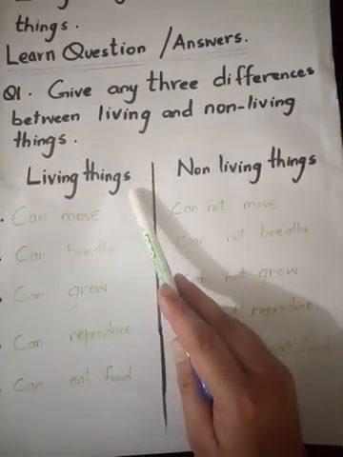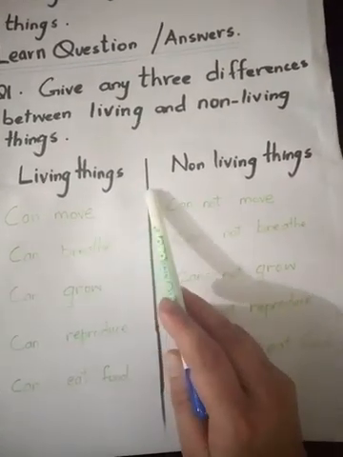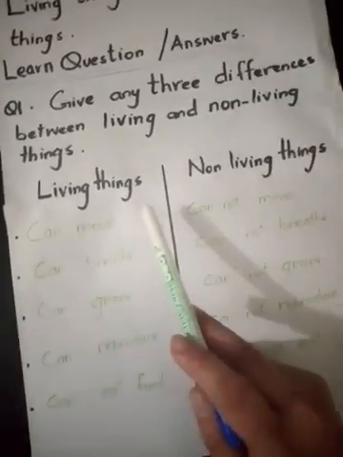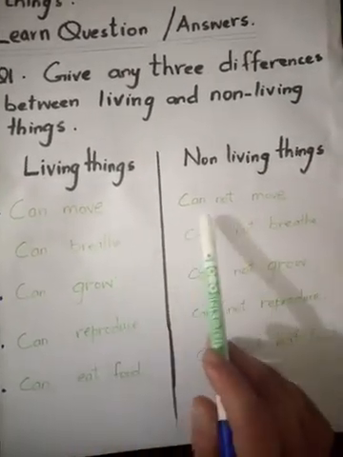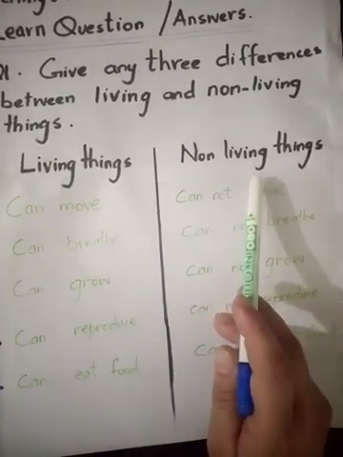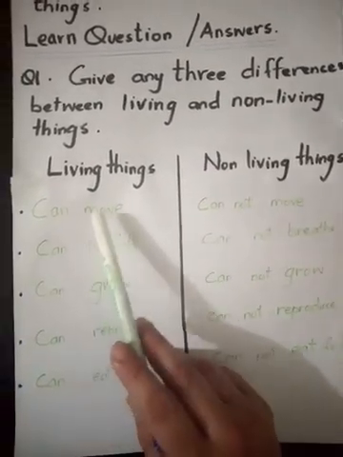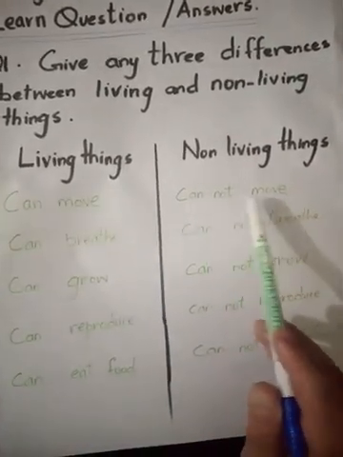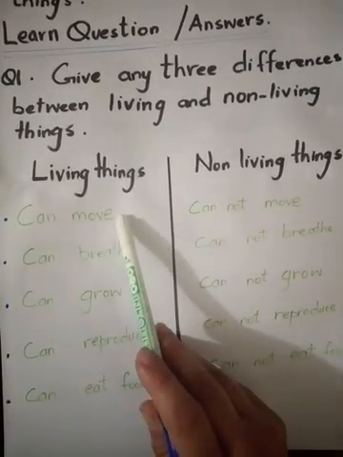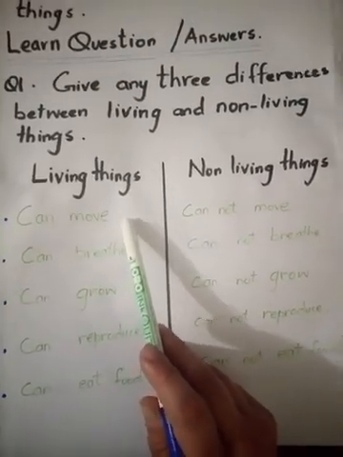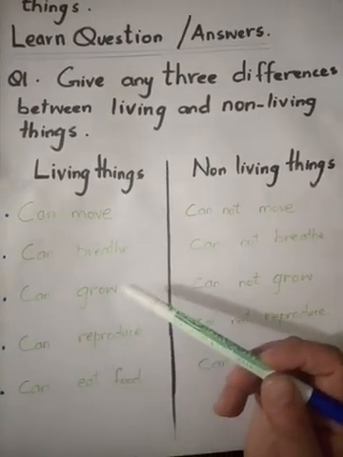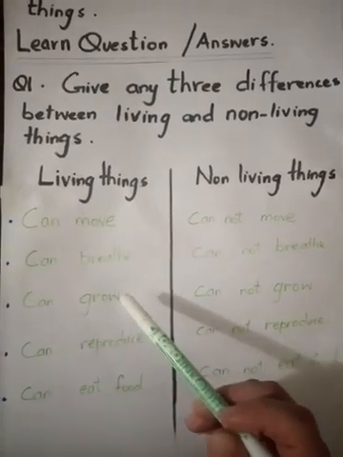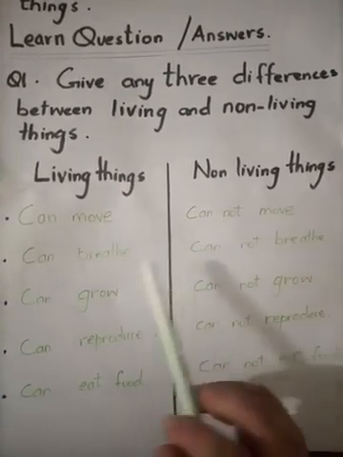Write living things in the first column, make 2 columns, living things and non-living thing. Now you have to write the points of living thing and in front of that the points for the non-living thing. First, living things can move, but non-living things cannot move. Move means to move your body, to walk from one place to another, while non-living things cannot. You know it very well, and you can differentiate very well the living and non-living things.